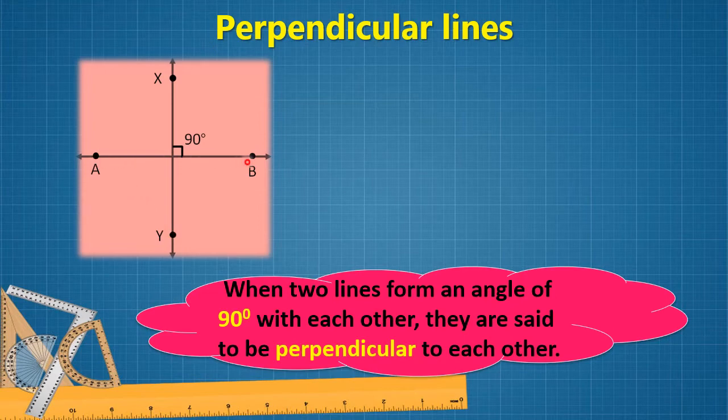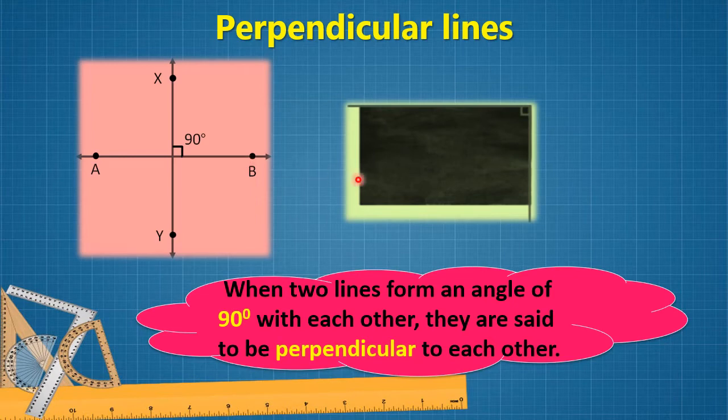Let us see some examples. You can see a blackboard in the picture. Here, the adjacent sides of a blackboard make an angle of 90° with each other. So, we can say the adjacent sides of a blackboard are perpendicular to each other.